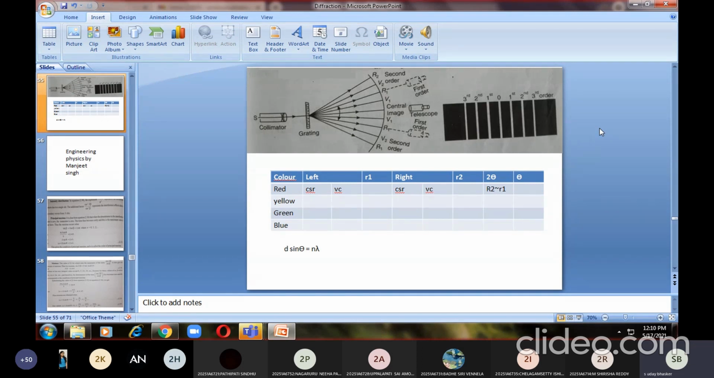Theta, you get from the experimental value. N, you have to check whether it is first order, second order, and so on. Usually in our lab we will be doing only the first order. So we will take n equal to 1 and find out lambda. So you can find out lambda for red, lambda for yellow, lambda for green, lambda for blue, because you'll get thetas for those different colors. Okay, that's how you'll make use of this diffraction grating experiment.